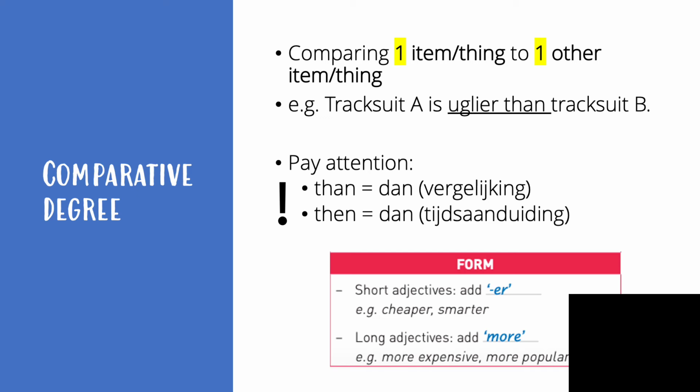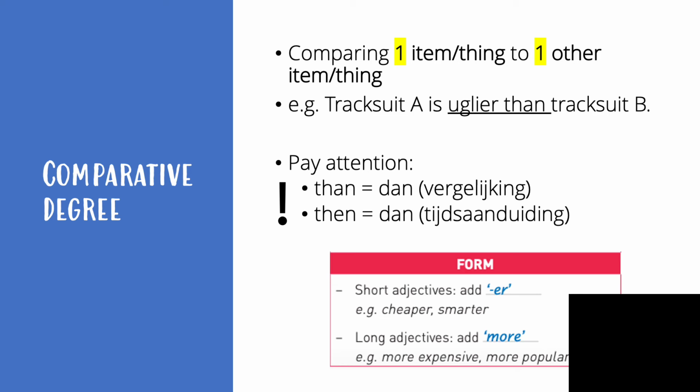Then we go a degree higher, we gaan een stapje hoger en dan komen we bij de comparative degree. You're going to compare one item or thing to one other item or thing. For example, tracksuit A is uglier than tracksuit B. En jogging A is lelijker dan jogging B. Goed opletten. Then met een A is dan, en dan doen we het in een vergelijking zoals hier. Then met een E, dan zitten we met de tijdsaanduiding. Dus dat is wel belangrijk dat je dat juist doet.